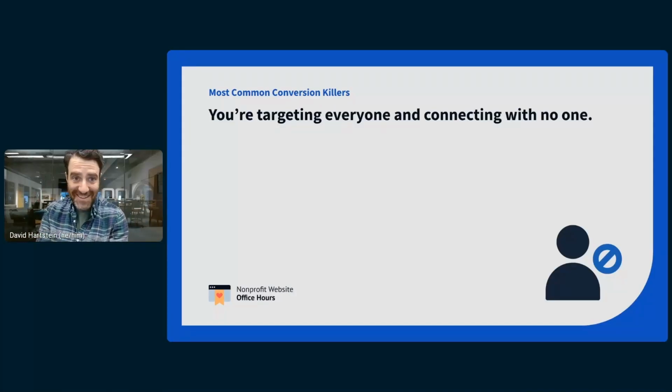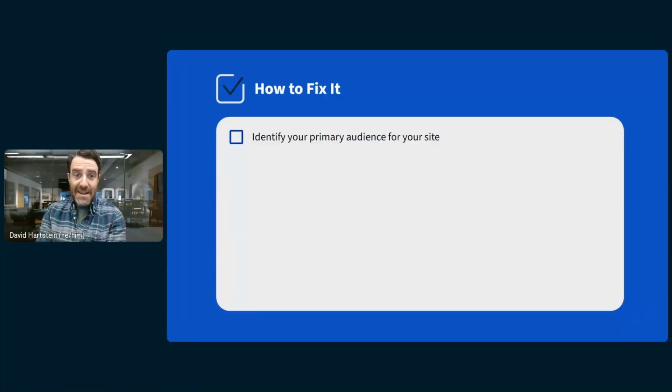So how do we fix this? First, start by identifying your primary audience for your website. Just who exactly are you targeting with your site? I always recommend trying to limit yourself to 1 or 2 primary audiences max. I know that's really tough to do, especially for nonprofits, because most nonprofits are trying to balance a bunch of different audiences. It is really important, though, to try and zero in on who the primary audience for the website is as early as you possibly can.